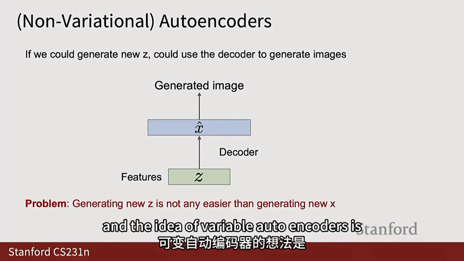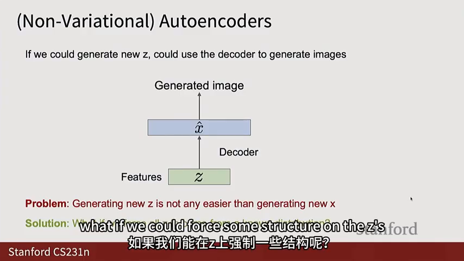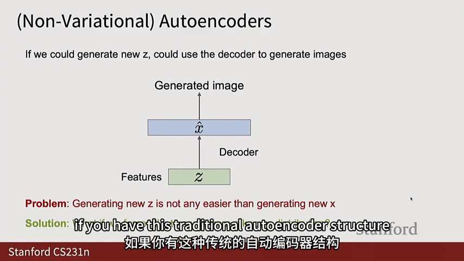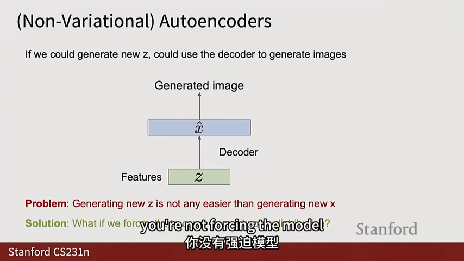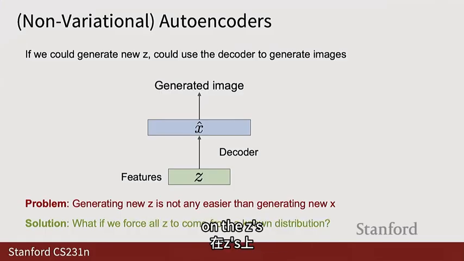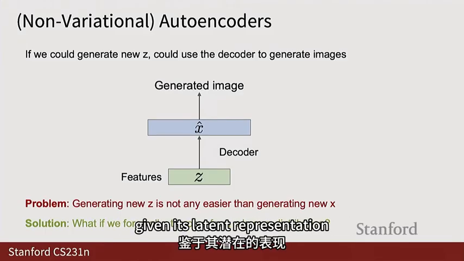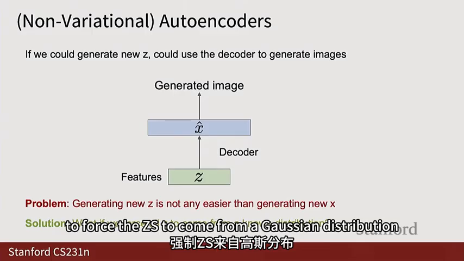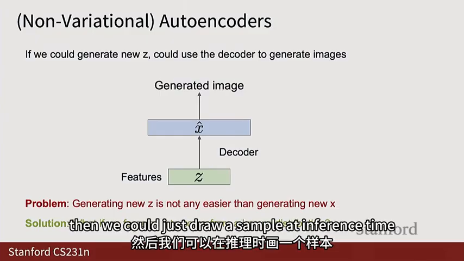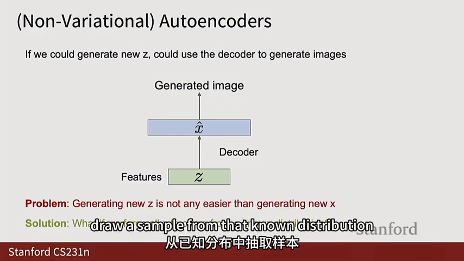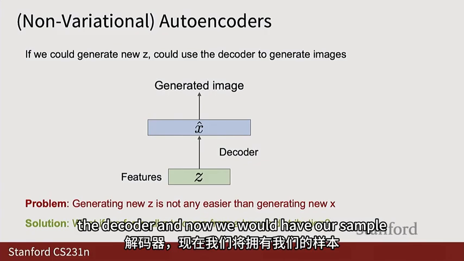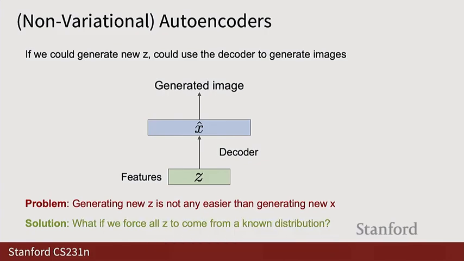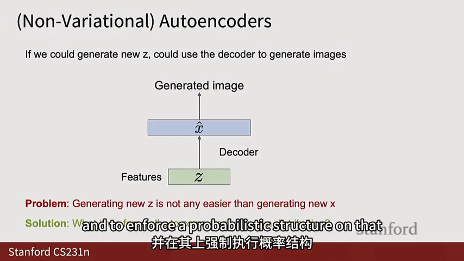And the idea of variational autoencoders is, what if we could force some structure on the Z's? If you have this traditional autoencoder structure, you're not forcing the model to impose any known structure on the Z's. You're just asking it to reconstruct the data, given its latent representation. But what if we had some mechanism to force the Z's to come from a Gaussian distribution or some other known distribution? If that were the case, then we could just draw a sample at inference time after this model is trained, draw a sample from that known distribution, pass it through the decoder, and now we would have our sample.